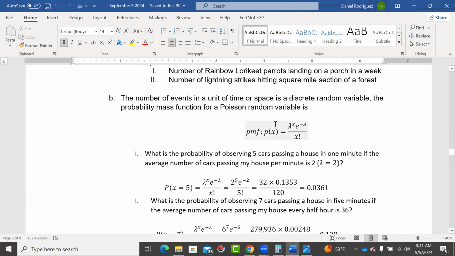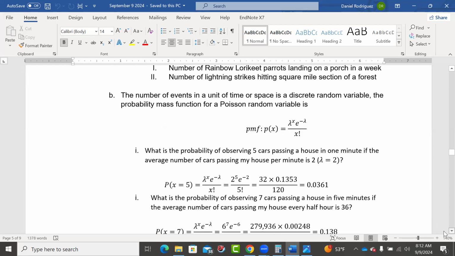The number of events in a unit of time or space is a discrete random variable. We talked about discrete random variables, including counts, right? So it uses a probability mass function. So the probability mass function for the Poisson is, okay, so this is lambda raised to the x. And x is going to be the variable you're looking for, like what's the probability of 5 cars passing through the intersection, etc. e raised to the negative lambda divided by x factorial.